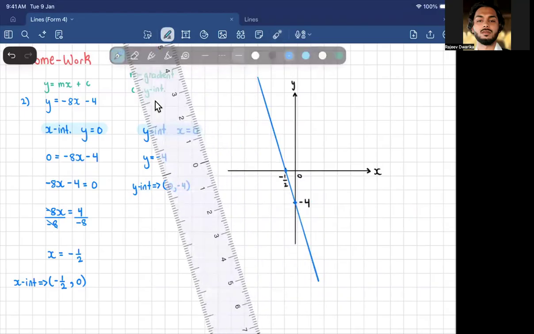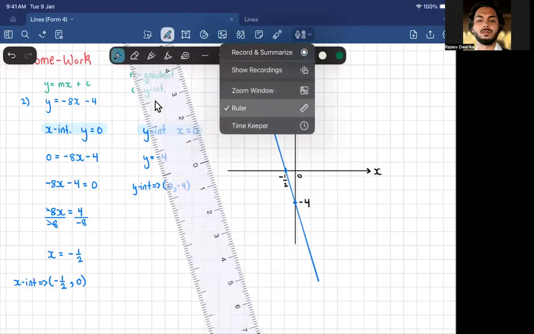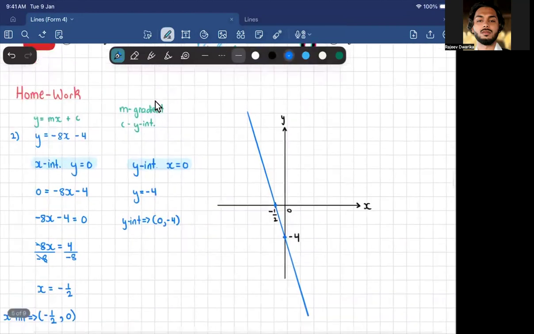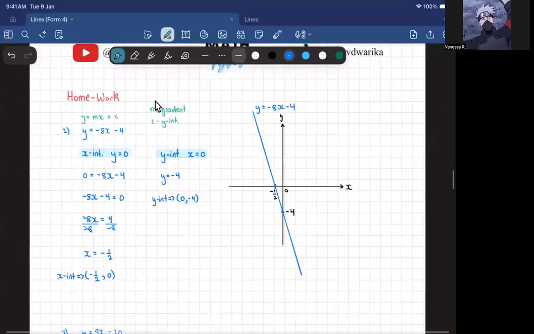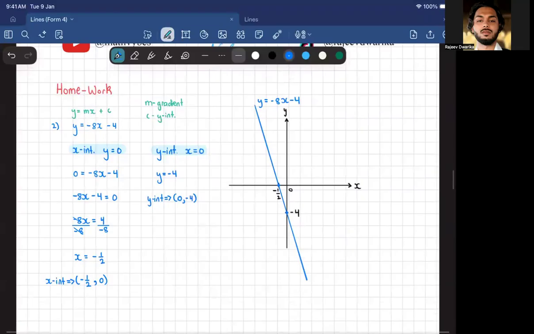And the last thing you need to do is label the graph. So this graph would be the graph of y is equal to negative 8x, negative 4. Do we understand how we sketch the graph? Nice. Is there anybody that's confused by this? Let me know, guys. Okay, I'm going to move on.